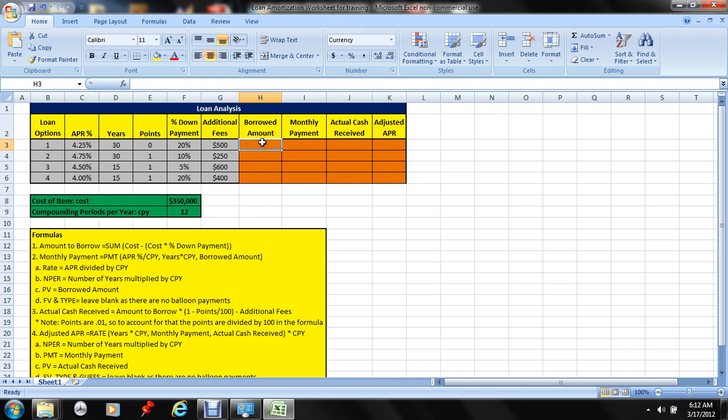So the borrowed amount formula, we'll go ahead and start by building that. We'll calculate the formula for loan option 1 and apply that formula to the remaining 3 loan options. I've already clicked in cell H3 for the borrowed amount. And you see the formulas down here in the lower half of the spreadsheet. You can actually see the formulas as I build these. Essentially the borrowed amount is going to be the cost of the mortgage minus any down payment.